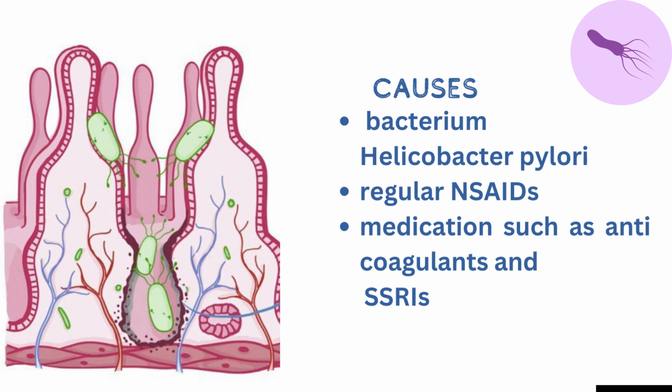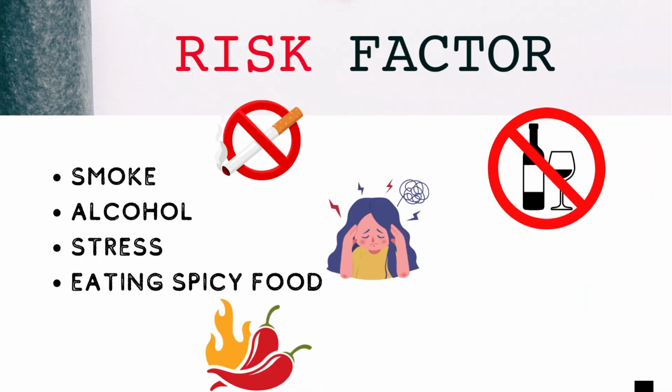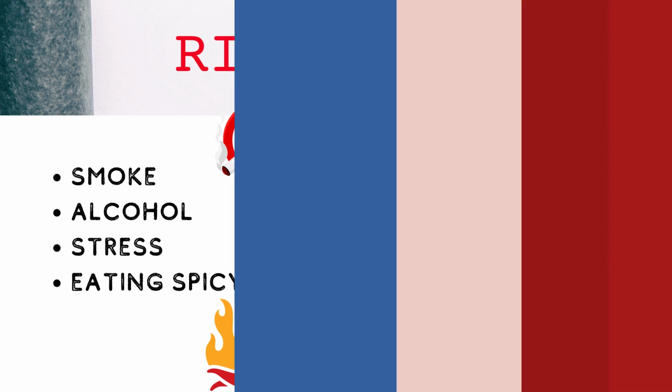Third one is the use of medication such as anticoagulants and selective serotonin reuptake inhibitors, SSRIs. Signs and symptoms of peptic ulcer: burning, dull pain, bleeding, weight loss, burping, bloating, nausea, vomiting, loss of appetite, heartburn, fatigue. Risk factors are the following: smoking, alcohol, stress, eating spicy food.